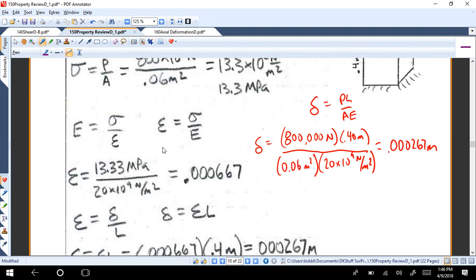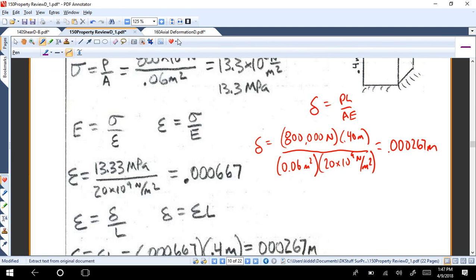Okay, so P, 800,000. L is 0.4. A is 0.06, which we calculated. And then E is 20 times 10 to the 9. So these just knock it out like that if all you want is delta. So are we okay with that? Now that's for axial stress. And it's a very common formula.